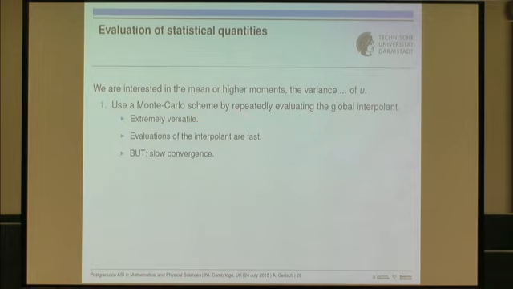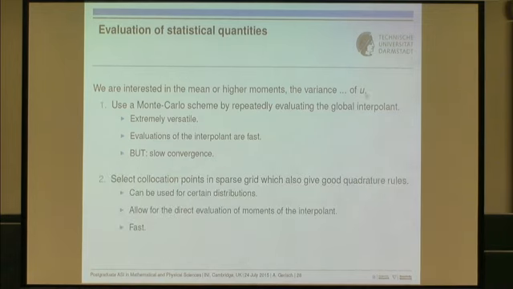Good. Higher moments. Once we have this interpolation, we can now cheaply use a Monte Carlo scheme because we just evaluate the polynomial very efficiently. And we can compute all the moments or statistics which we want using Monte Carlo. We have also selected collocation points in a particular way to give good quadrature rules, and for certain distributions we can now evaluate the moments more or less analytically very fast, and that gives some additional advantage here.